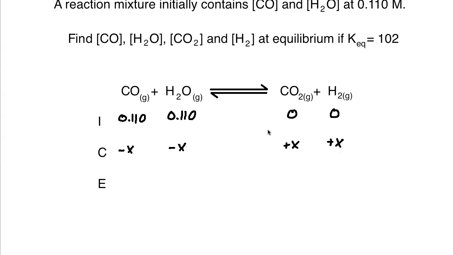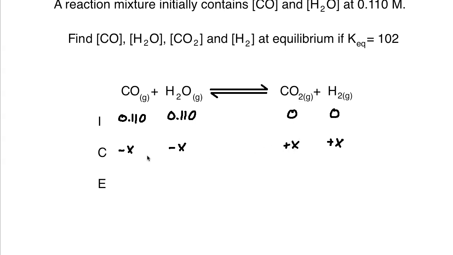Again, just as a brief reminder, and you can go back and look at some of the other problems and the main video explaining this, if you have coefficients here, the stoichiometric coefficients will be a multiplier to your X. So let's say that I had 3 moles of CO2 that were produced, then it would be 3X instead of X here.